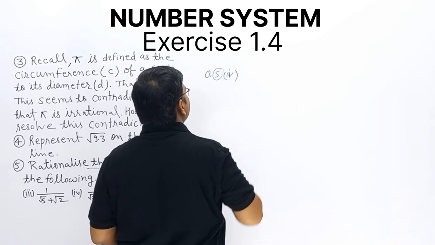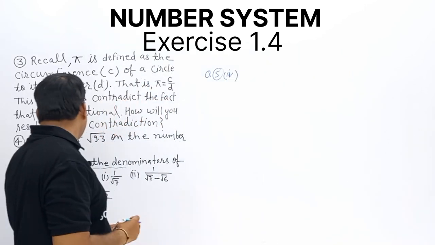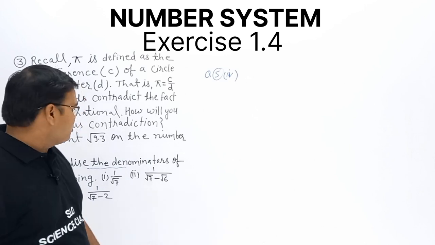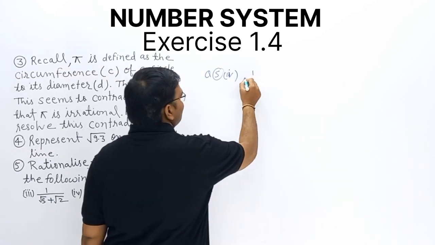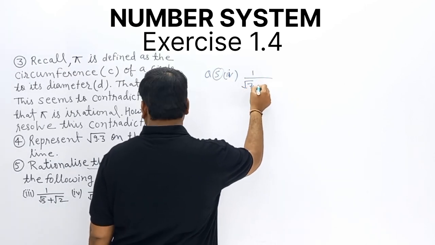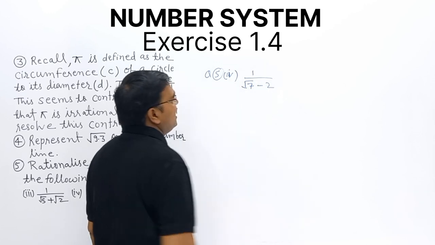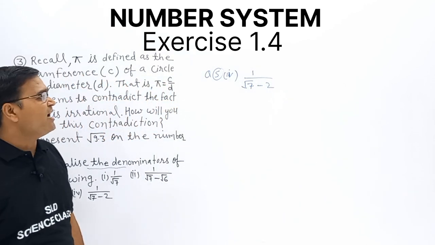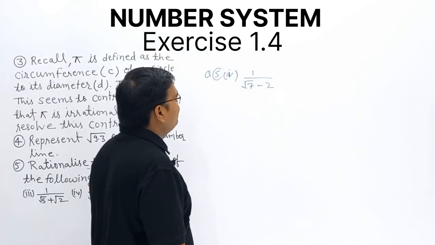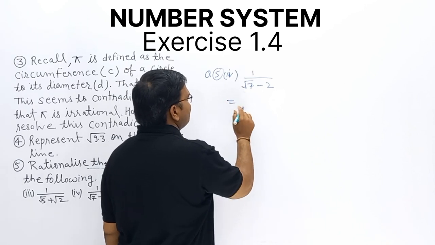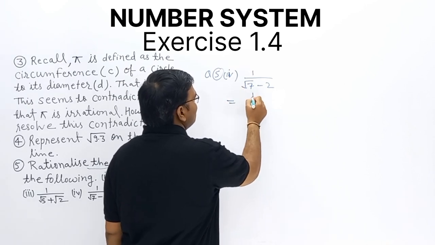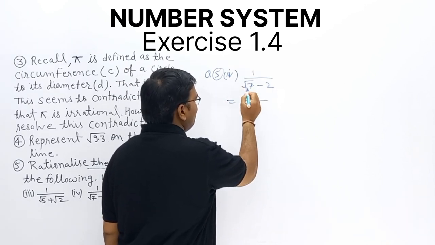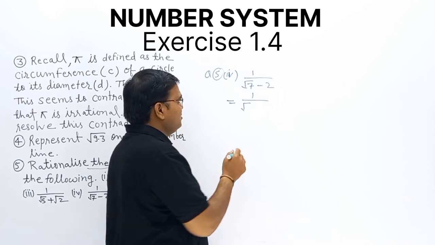Question number four. What is the question? 1 upon root 7 minus 2. Again, in the denominator we have a radical number, so we want to remove this square root sign. For the removal of this, we want its rationalization.